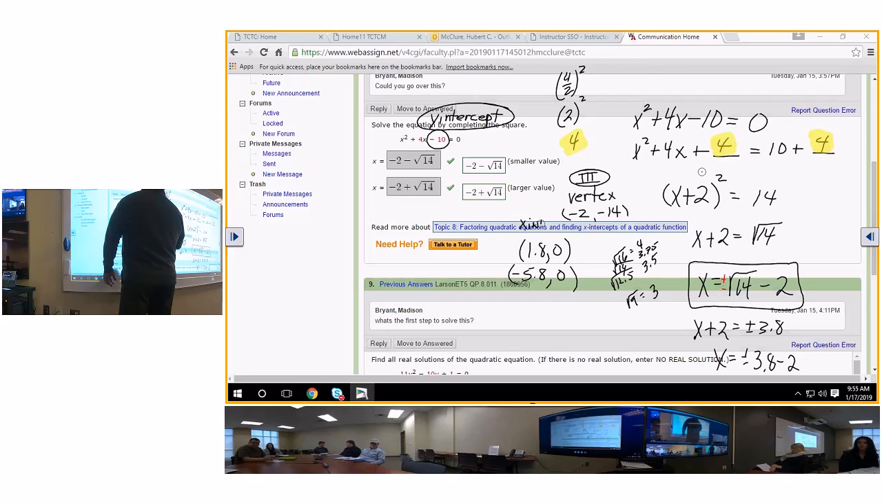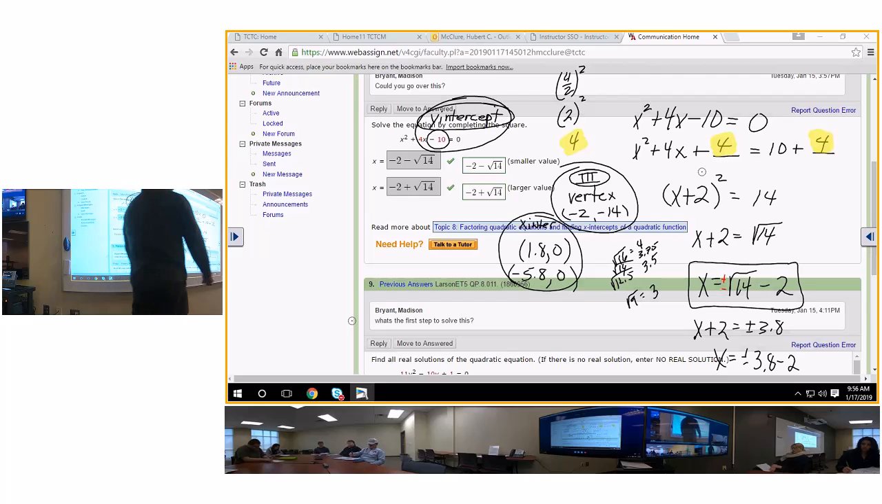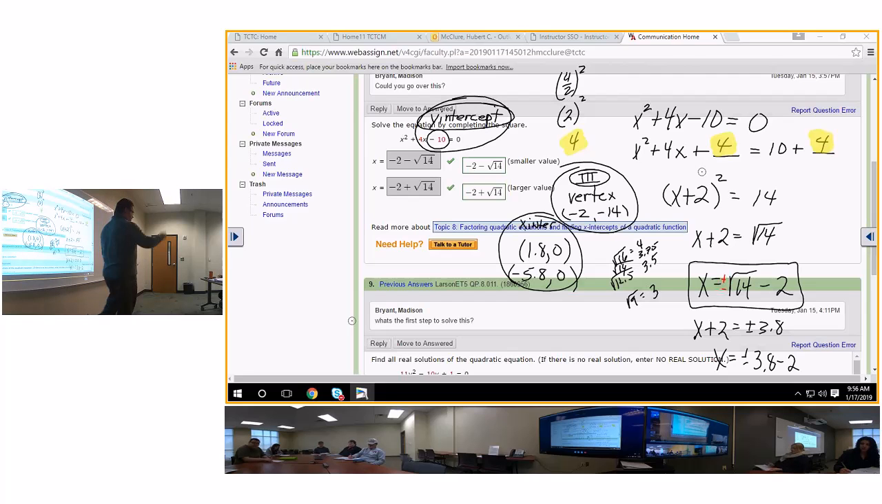So I want everybody to sketch this graph. You got your x-intercepts, you got your vertex, and you got your y-intercept. Graph it. Just draw two lines and graph it. Sketch it. It doesn't have to be on graph paper.